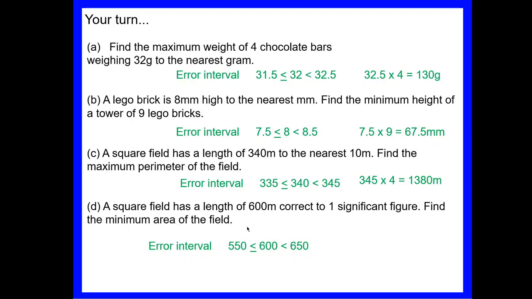So that means we're going to multiply 650 times 650. Oh, sorry, the minimum area. I'll say that again. Sorry, the minimum was 550. So we want to do 550 times 550, which is 302,500 metres squared. I apologise there for that one.